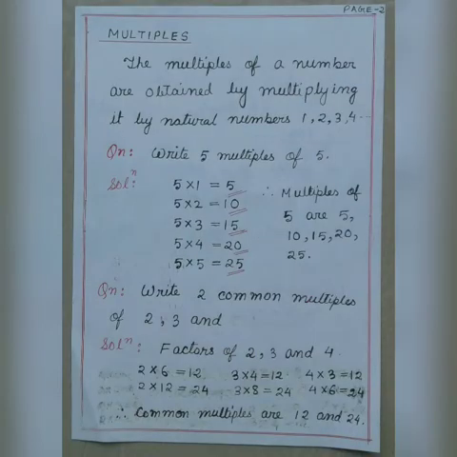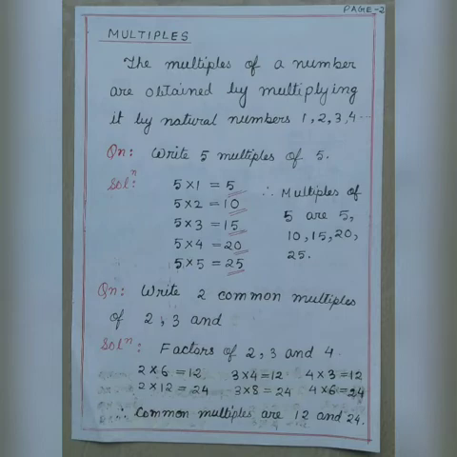Multiples. The multiples of a number are obtained by multiplying it by natural numbers 1, 2, 3, 4, 5, 6 like this. Question. Write 5 multiples of 5. So we have to write 5 multiples of number 5. So first I can write that 5 into 1 is equal to 5, 5 into 2 is 10, 5 into 3 is 15, 5 into 4 is 20, 5 into 5 is 25. Therefore, the multiples of 5 are 5, 10, 15, 20 and 25.